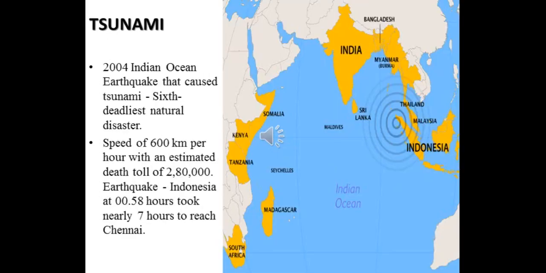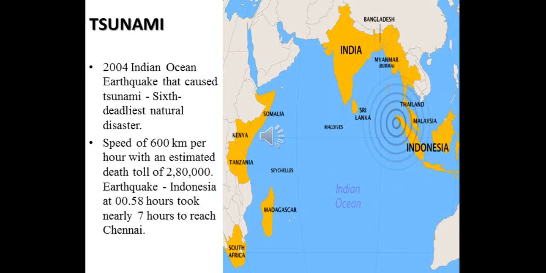The 2004 Indian Ocean earthquake caused a tsunami, which is the sixth deadliest natural disaster, and traveled at a speed of 600 km per hour. You might know about the tsunami. The word tsunami became popular in India only after 2004. In that year, tsunami waves hit India, and India was worst affected by them.